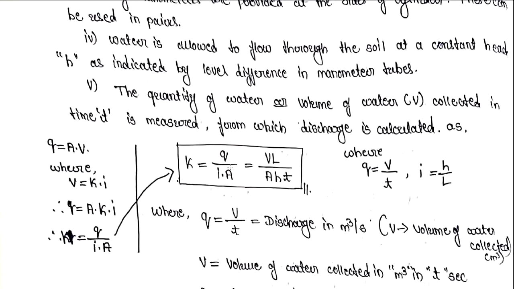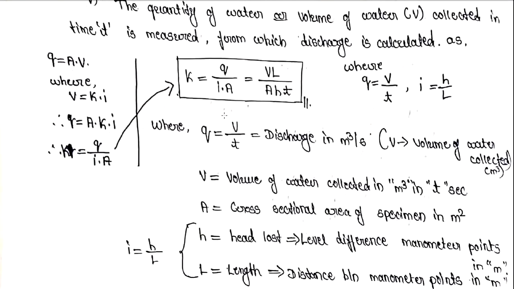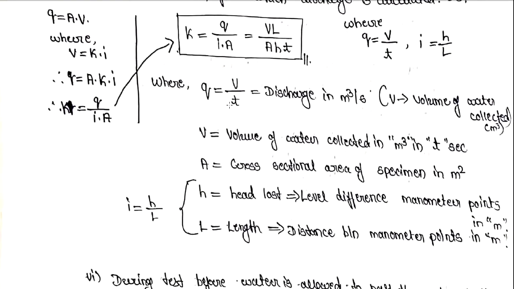The same formula I am going to use, and I have written all the data over here. In place of Q, I have written V divided by t. In place of i, I have written head loss h over the length L. After writing, we are going to get the formula like this. So this formula we are going to use to find out the K value.